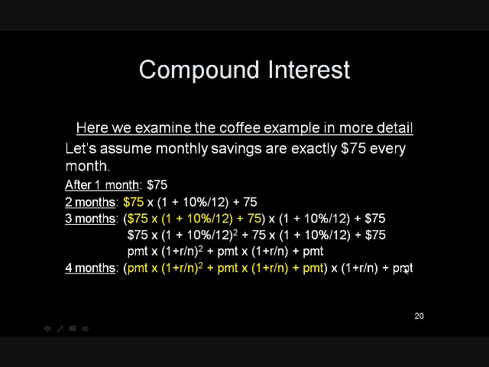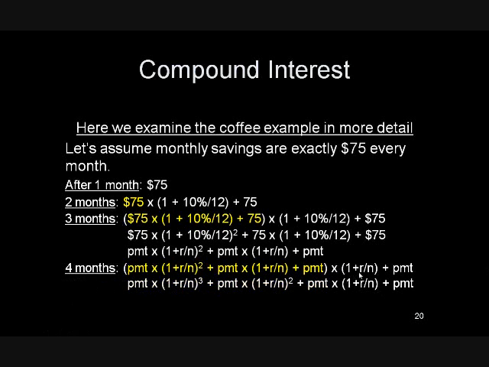So this is the savings, the money that we save in month 4, is here. And this is all the money we'd saved before times 1 plus the interest rate divided by compounding frequency. So this is how much money we have after 4 months.